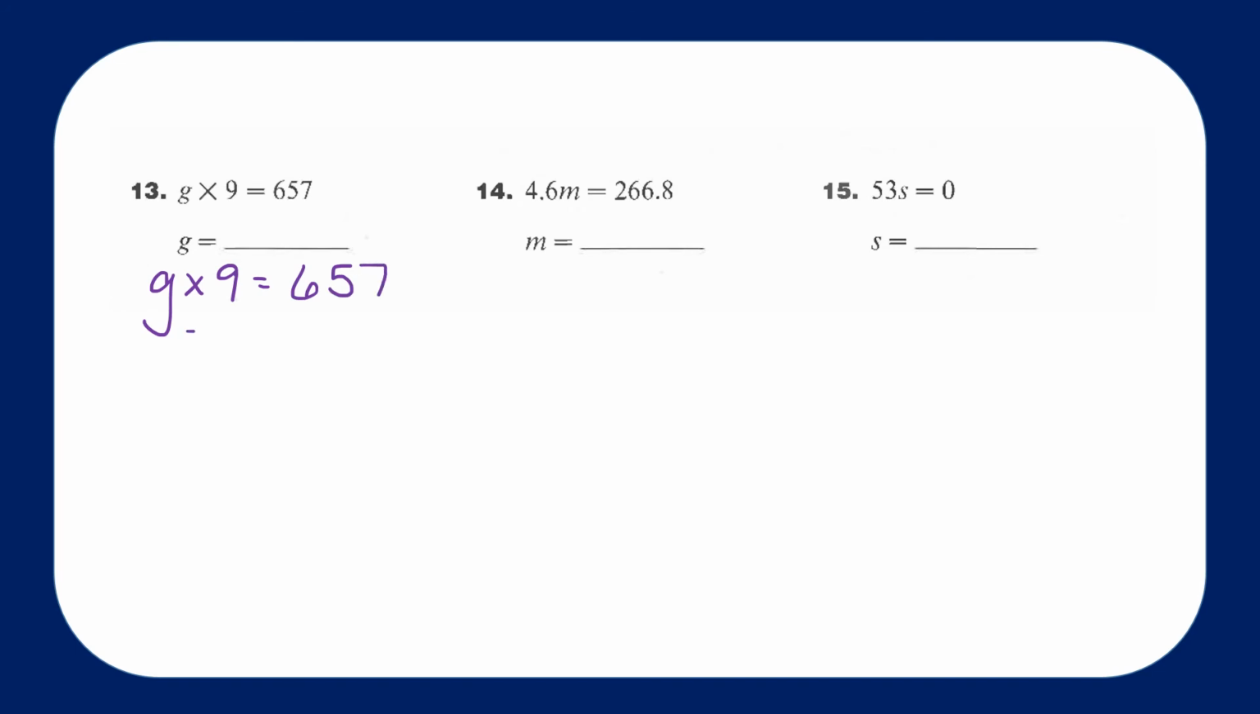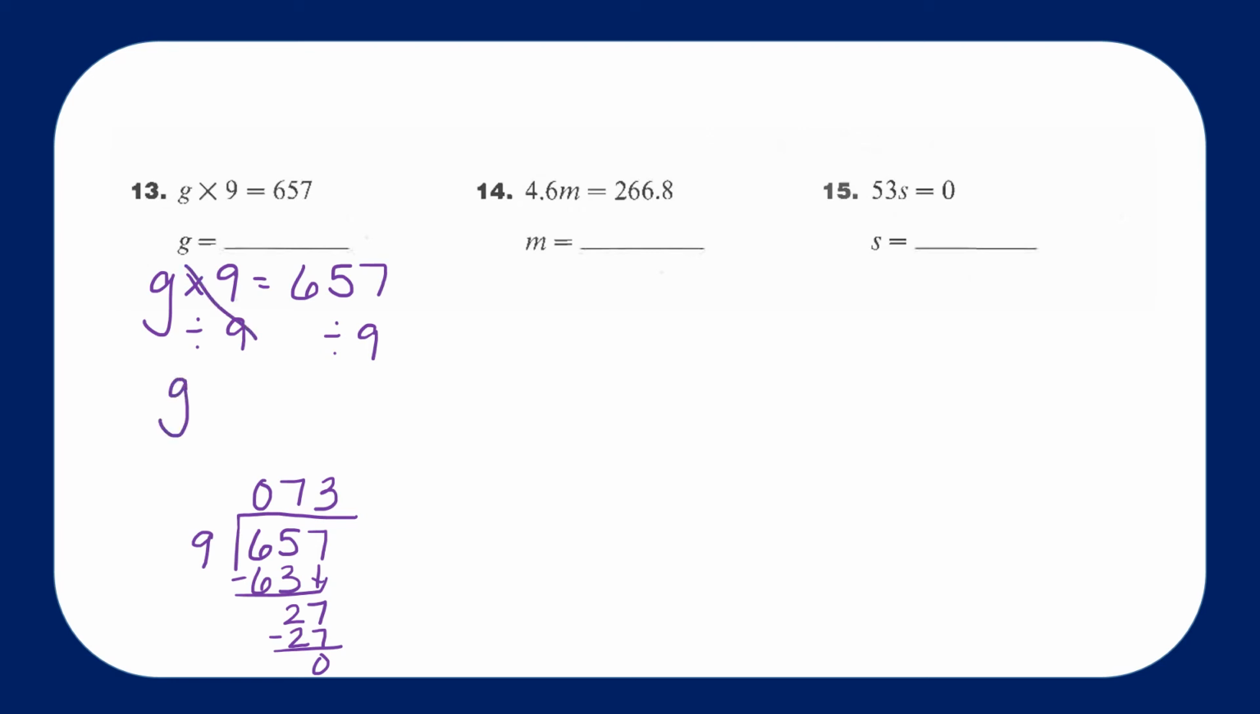Number 13, we have G times 9 equals 657. I'm going to divide by 9, divide by 9. So I have 657 divided by 9. 7 times 9 is 63. 5 take away 3 is 2, bring down the 7. 9 times 3 is 27. Subtract, you get 0. So this cancels each other out. G equals 73.